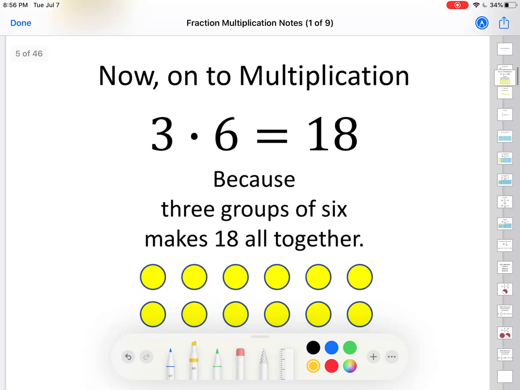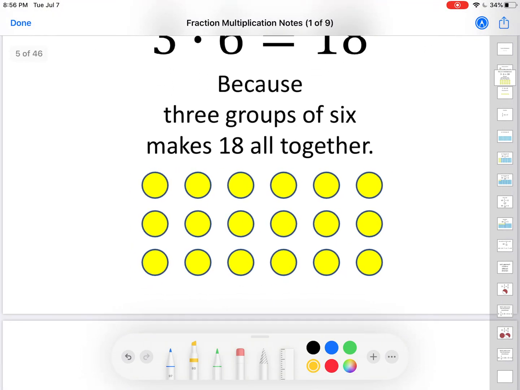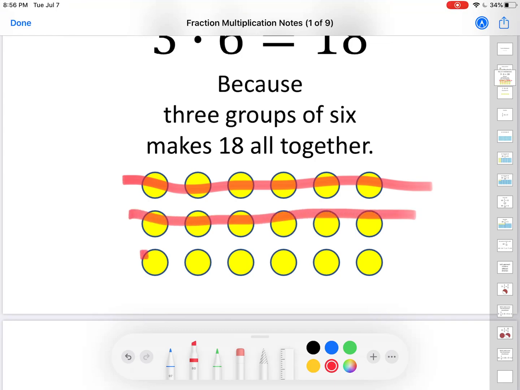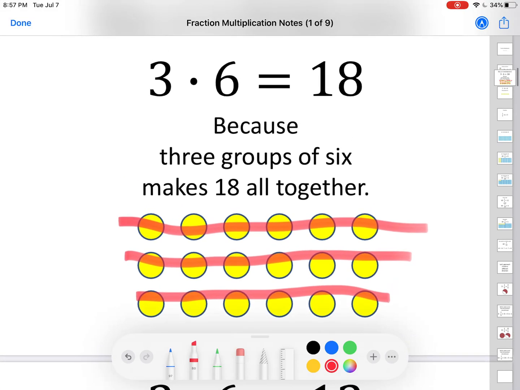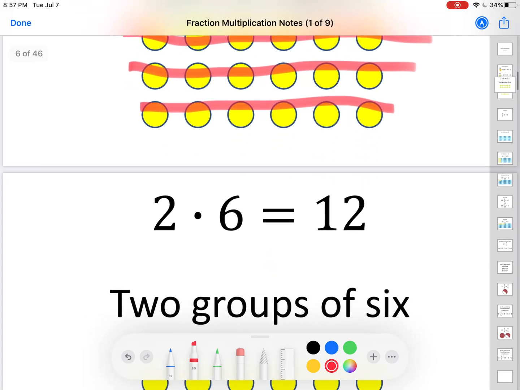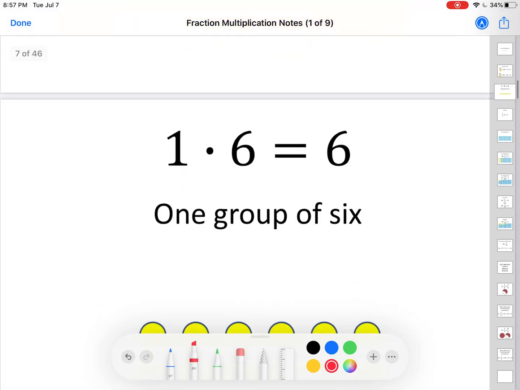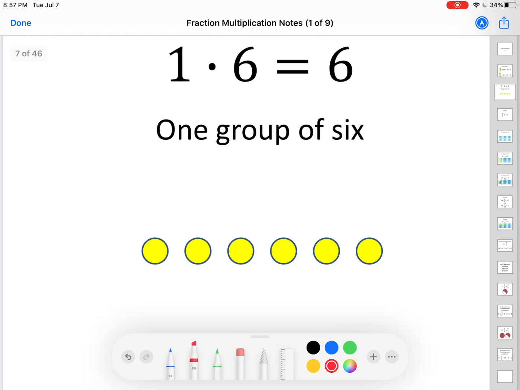Okay, now on to multiplication. All right, 3 times 6 is 18 because 3 groups of 6. 1 group of 6, 2 groups of 6, 3 groups of 6 makes 18 altogether. 3 groups of 6. How many 6s? 3 of them. 1, 2, 3 makes 18. 2 groups of 6 is 12. 1 group of 6 is 6.